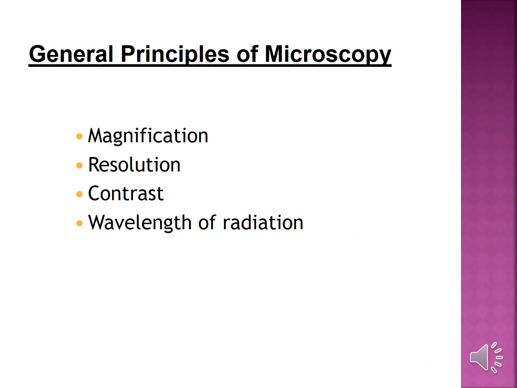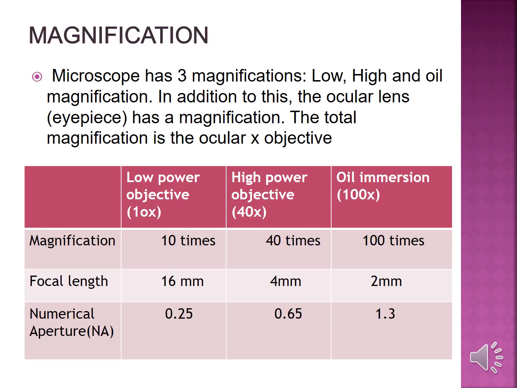The general principles of microscopy: magnification, resolution, contrast and wavelength of radiation. Magnification. A microscope has three objective magnifications: low, high and oil immersion. In addition to this, the ocular lens has a magnification. The total magnification is the product of the ocular and the objective magnification.